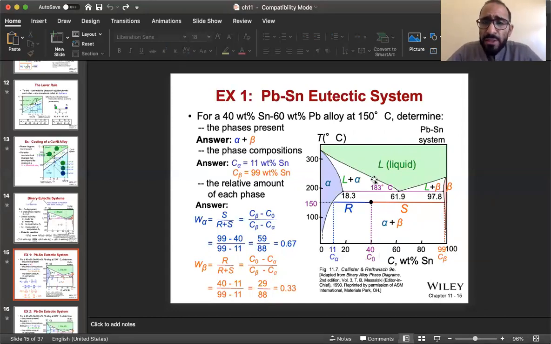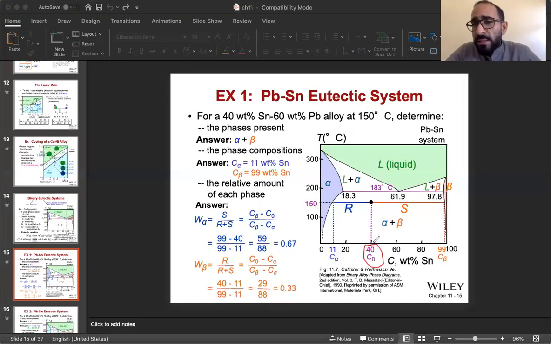So imagine you have this composition, 40 weight percent tin, and you are at 150 Celsius at this point. So how many phases exist? At this point, you have two main phases, alpha plus beta.